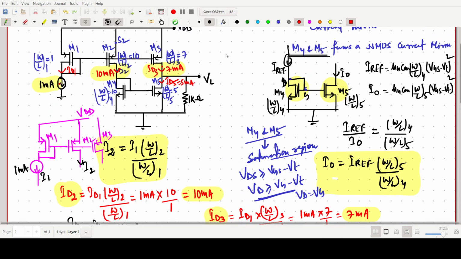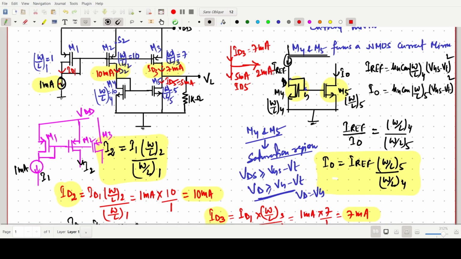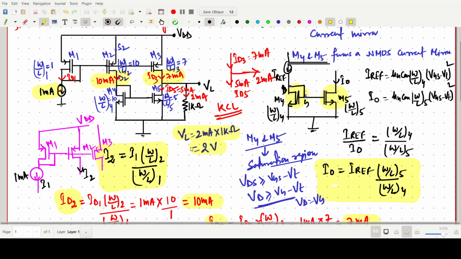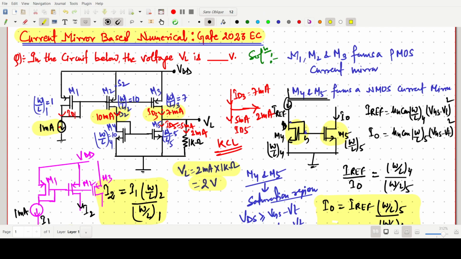So ID5 current will be 5 milliampere. Now here this ID3 is 7 milliampere, and inside this one there will be 5 milliampere current in ID5. So some current will go, that is our 2 milliampere, by applying the KCL concept, Kirchhoff's current law. So in this one the current will be 2 milliampere. So the value of VL will be 2 milliampere into 1 kilo ohm, that is our 2 volt. So the final answer for this question will be 2 volt.